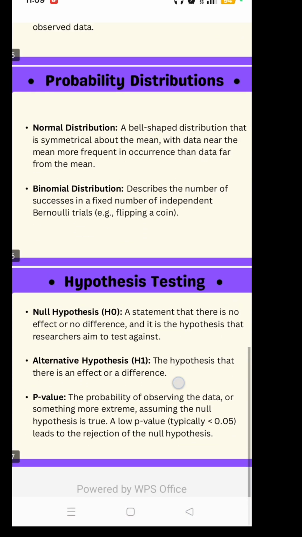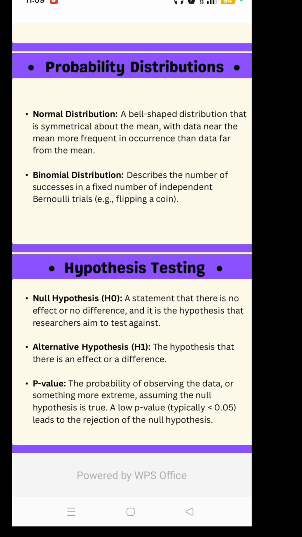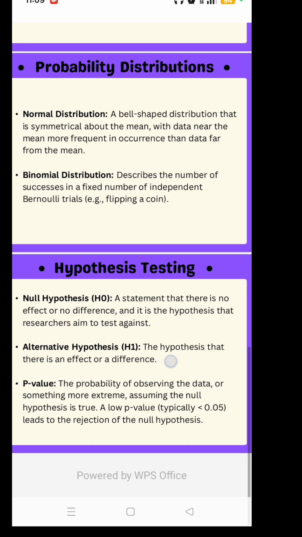Next, coming to probability distributions. To understand which type of distribution the given data follows, and how probability exists among them, we calculate the distributions. Normal distribution is a bell shaped distribution that is symmetrical about the mean, with data near the mean being more frequent in occurrence than data far from the mean. So the mean plays a very important role in this distribution.